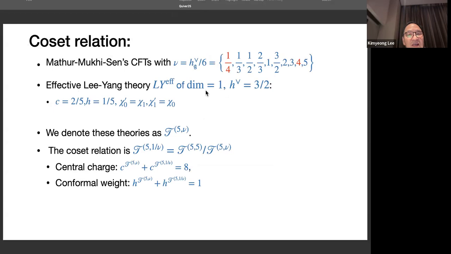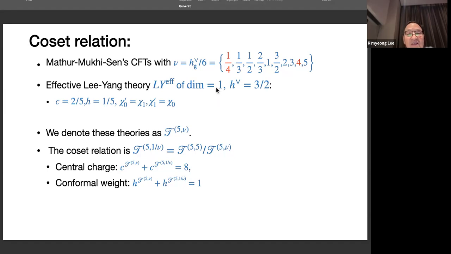And also these theories have a very nice relation called the kaleidoscope relation, discovered by Mathur, Mukhi and Sen. And the best way to characterize this relation, which we'll use later again, is using the parameter nu, which is the dual Coxeter number divided by 6, and then the Lee-Yang theory, the effective Lee-Yang theory, whose central charge is 2/5. So the effective Lee-Yang theory is different from the Lee-Yang theory in the sense that you are exchanging the vacuum character and the primary operator characters. So then the central charge becomes 2/5, and the conformal weight becomes, instead of -1/5, it becomes 1/5.